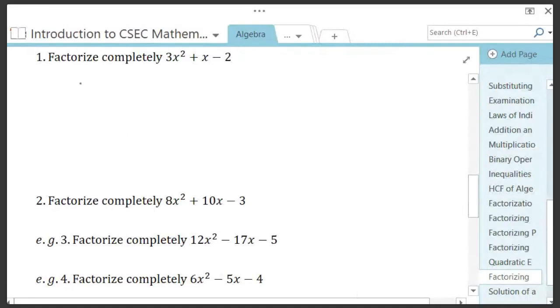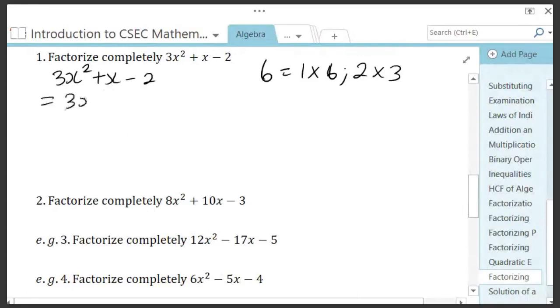Okay, so I'm going to start here. 3x squared plus x minus 2. Notice here that 3 multiplied by minus 2 is minus 6, but I'm just going to write a positive value here. 1 by 6 is 6, and 2 multiplied by 3 is 6. So those are the two possible products that we could examine for factors. Notice here that this is positive x. So 3 and minus 2 will give x. So I'm going to write here 3x squared plus 3x minus 2x minus 2.